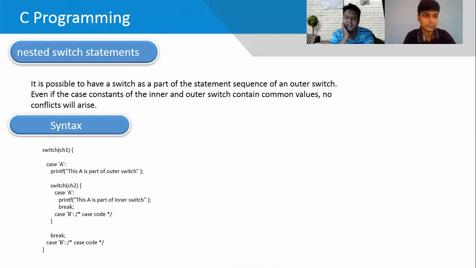Next is nested switch. It is possible to have a switch as part of the statement sequence of another outer switch, even if the case constants of the inner and outer contain common values. If they contain common values, we can put one switch inside another switch. Switch 1, case A, then switch 2. If case A, then it is showing A is part of the winner or break, then case B. So in a switch, you can put another switch block, which is called a nested switch.